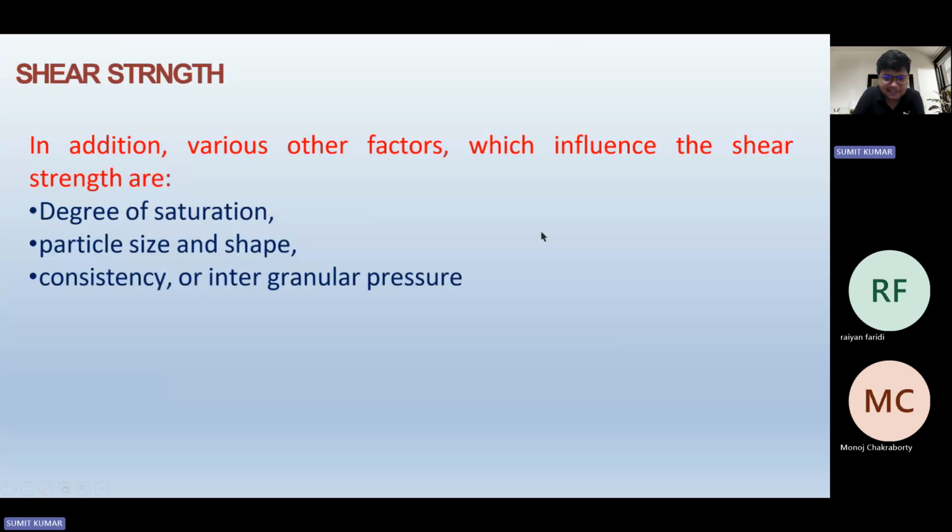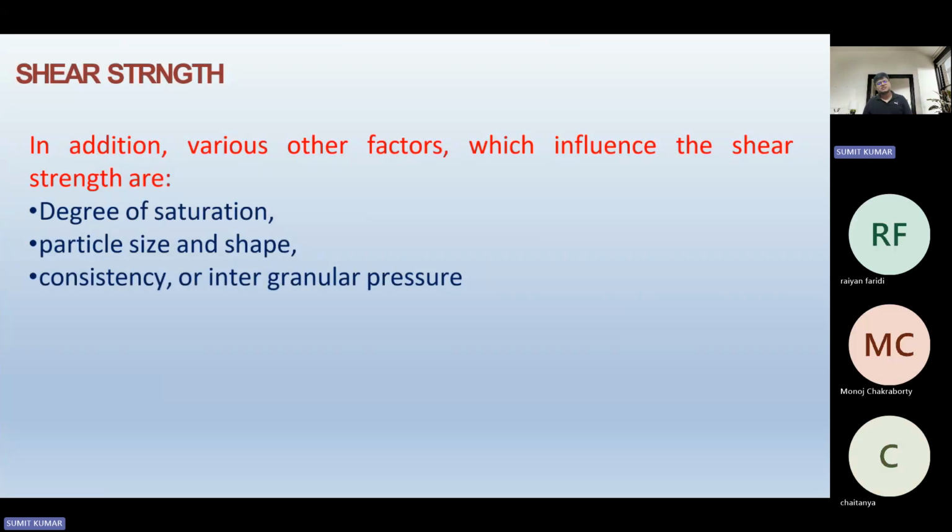In addition to the various factors which influence the shear strength, some other points are also very prominent, like the degree of saturation, the particle size and shape, consistency, and the intergranular pressure. So you can observe here that the degree of saturation, the particle size distribution, the consistency and the intergranular pressure also play an important role, which influences the shear strength characteristics of soil.